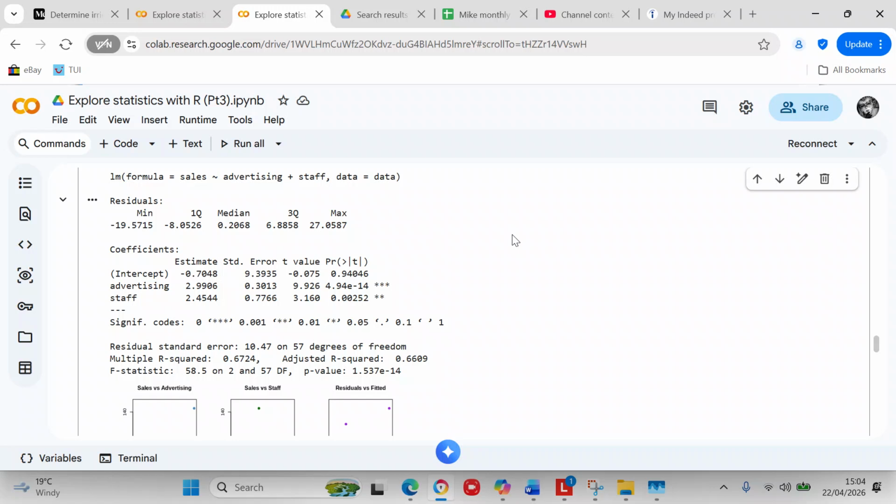And then you've got your multiple R squared is 0.6724. Your adjusted R squared is 0.6609. You've got your F statistic, which means that this model was based on an F distribution. So your F statistic is 58.5 on 2 and 57 degrees of freedom, and your p-value is also a very low value.